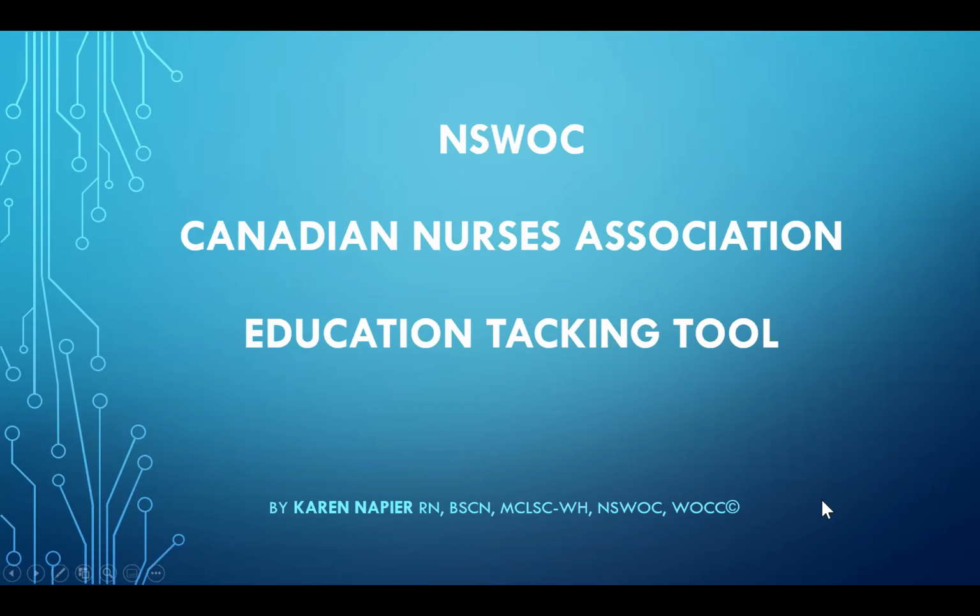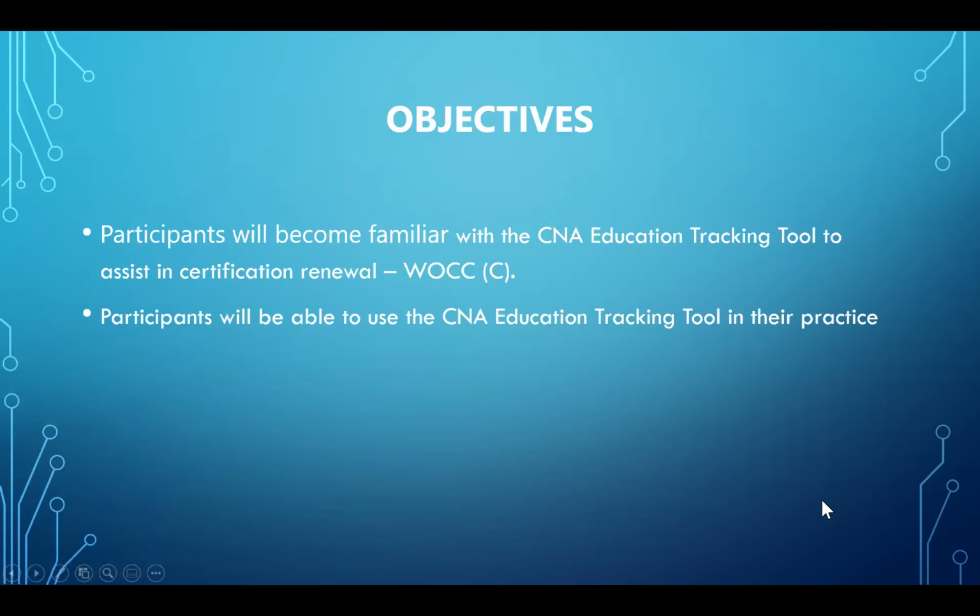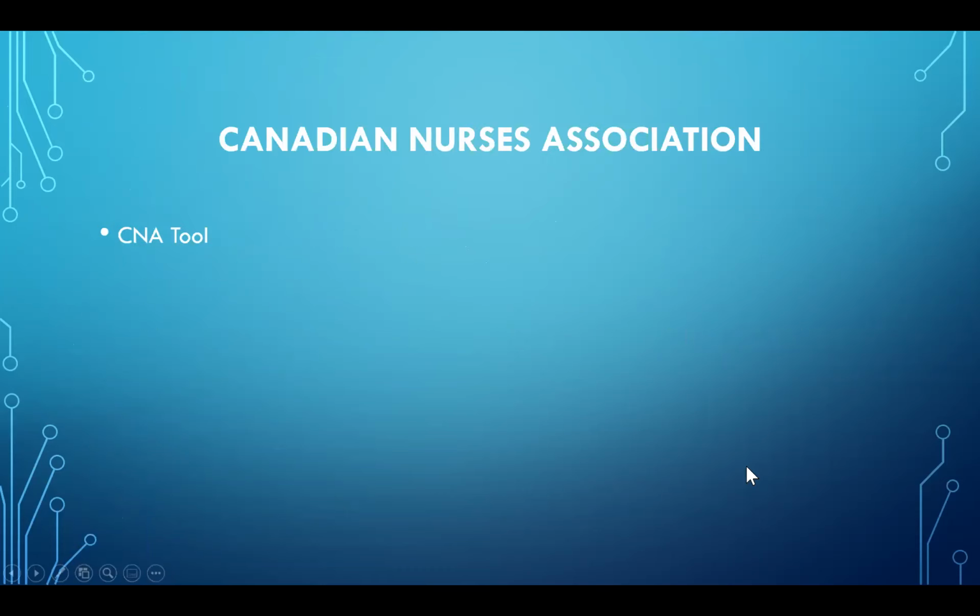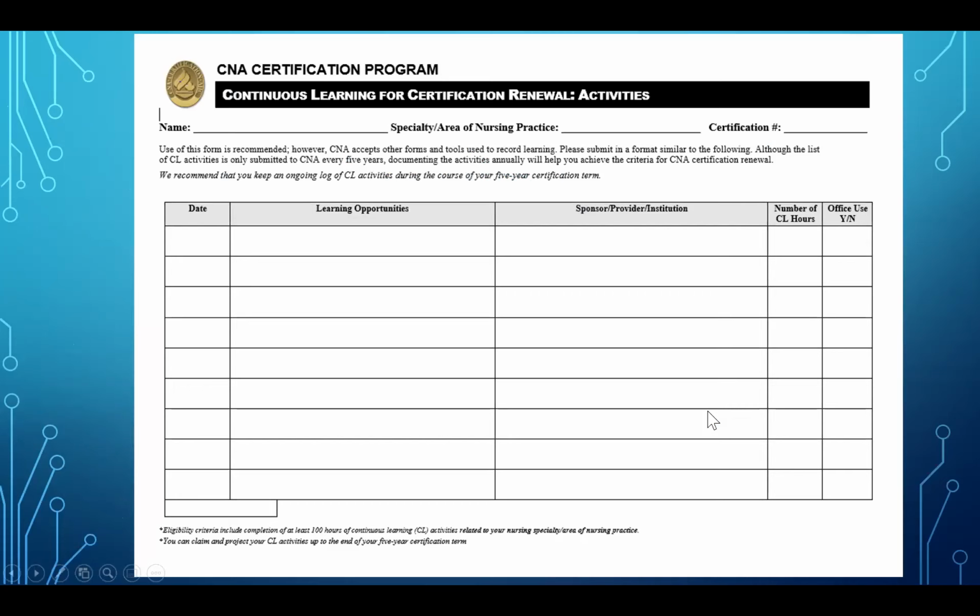So you can see the objectives. Just to be clear, this isn't a tracking tool from the Canadian Nurses Association. It's just a tracking tool that I'm sharing with the group and other members, and hopefully you'll find it helpful. I wanted to show you what the Canadian Nurses Association tool looks like, because some of you might not be familiar with it. So this is basically what it is.